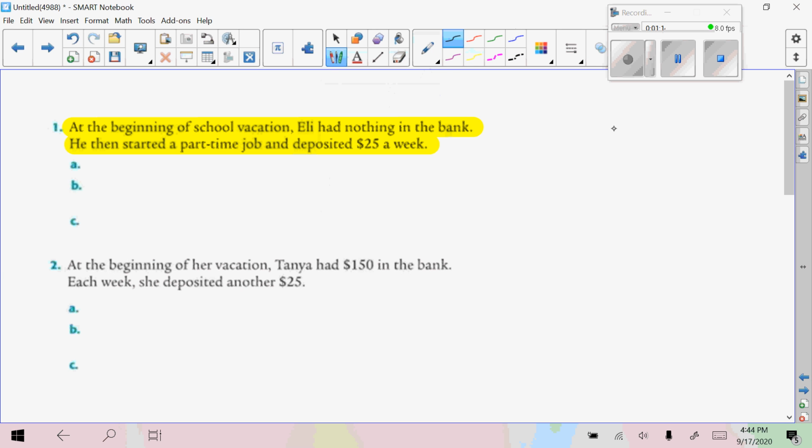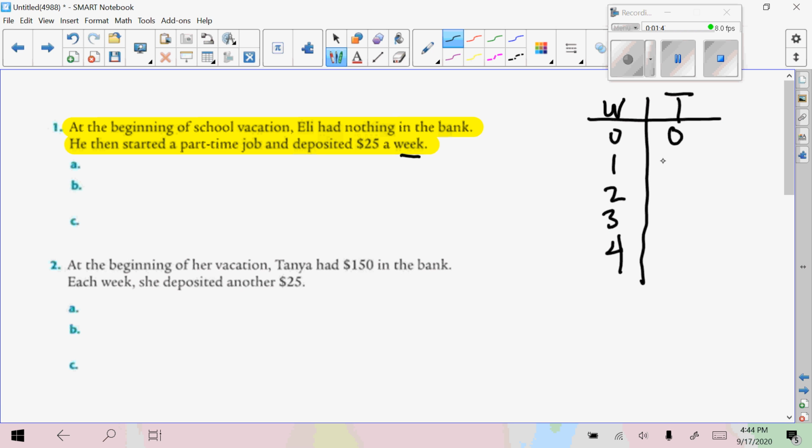Our independent variable is the weeks. So let's put W there for weeks. If you want to just put X there, that's a letter we always use for the independent variable. That'd be fine. And then the other variable is how much money he has in the bank. So let's use T for the total amount of money in the bank. Usually we're going to start at 0 and then go up from there. At 0 weeks, since he started with nothing, he will have $0. At 1 week, he will have 25. At 2 weeks, he'll have $50, 75, and 100 after 4 weeks.